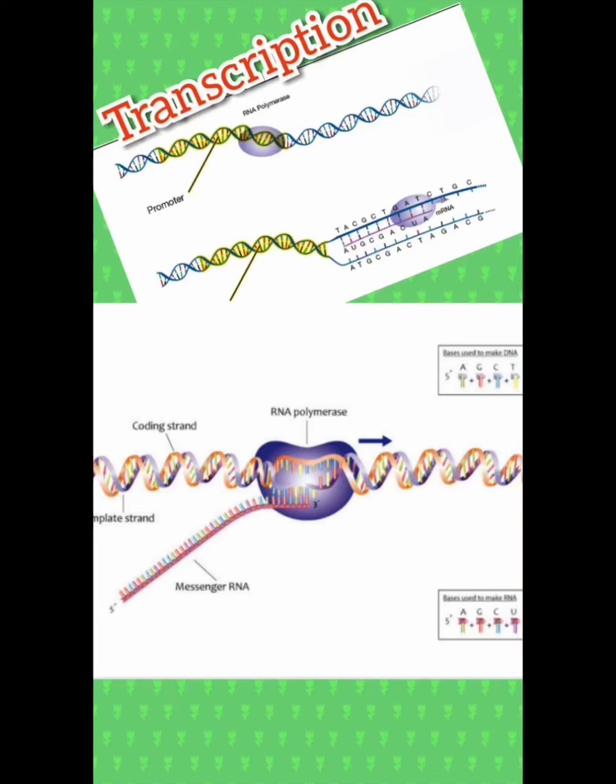An enzyme, RNA polymerase, helps in this process. It helps in copying the information from the DNA strand to messenger RNA. Once this process is complete, the RNA polymerase dissociates from the strand, and the newly synthesized messenger RNA is released from the nucleus.